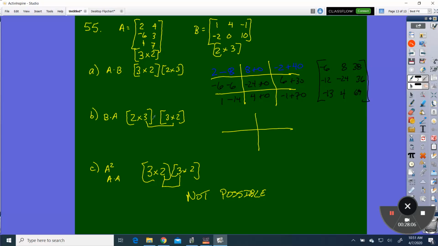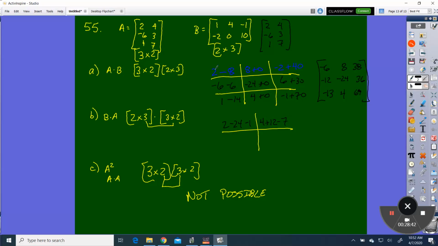Okay? Now I'm on to this one, B times A. And I'm just going to put A over here because I want to go this way. So the first one in the row, first one in the column, 1 times 2 is 2. Second row, second column, 4 times negative 6 is negative 24. Negative 1 times 1 is negative 1. Now first row, second column. 1 times 4 is 4. 4 times 3 is 12. Negative 1 times 7 is negative 7.